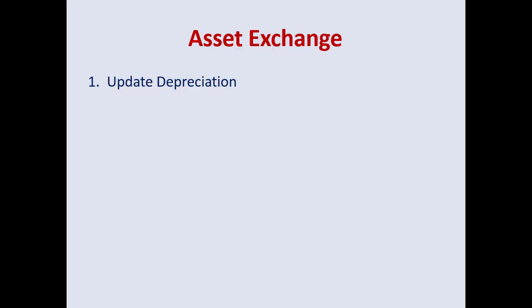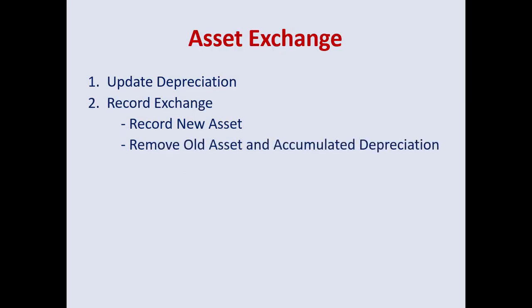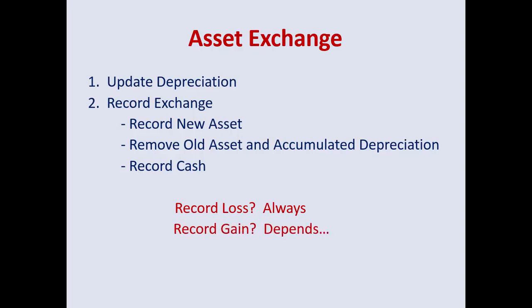So when you do an exchange, the first thing you have to do is update depreciation, then record the exchange by recording the new asset, removing the old asset and accumulated depreciation, and recording any cash going out, or it could be coming in actually too. Record a loss, always, by the rule of conservatism. Record a gain, well, it's going to depend, and those are the advanced accounting rules.